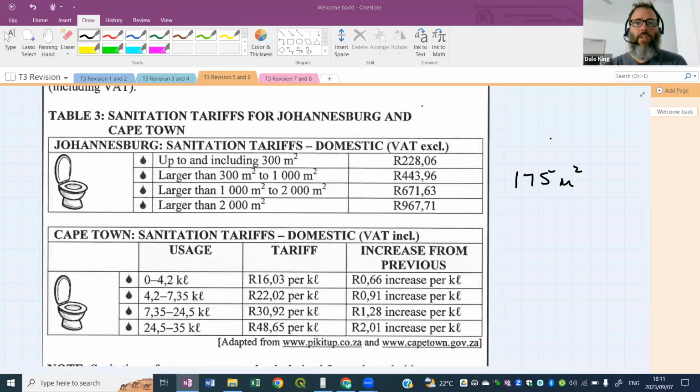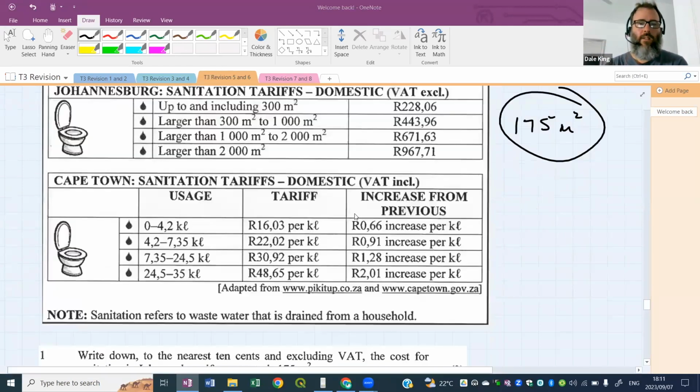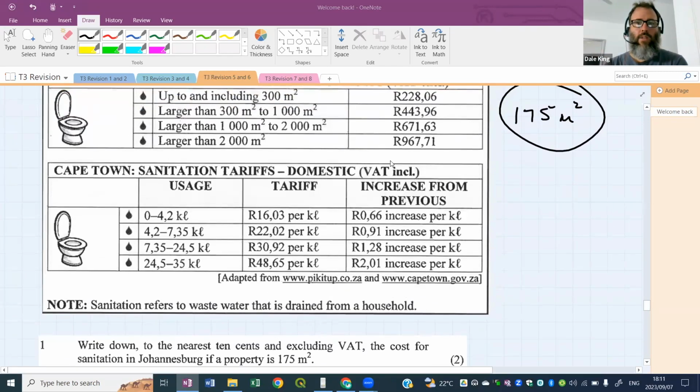We're looking for the tariff for a property that is 175 meters squared for Johannesburg. And we need to round off to the nearest 10 cents, and it must be VAT excluding, but the table already is VAT excluding. Oh, sorry, guys. There's the question at the bottom. So all I did was I wrote the 175 square meters. In fact, you can see all the table now.